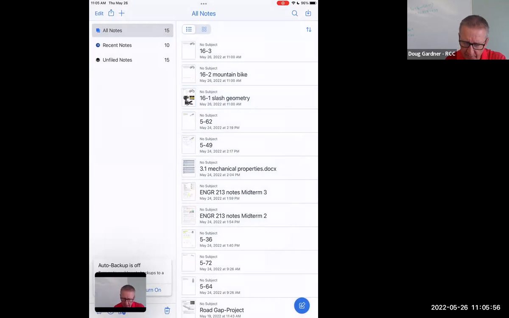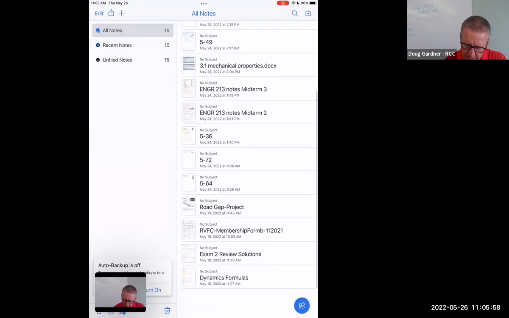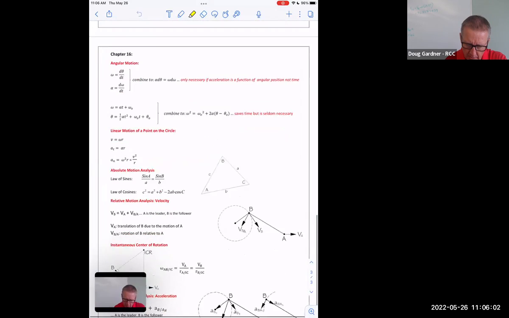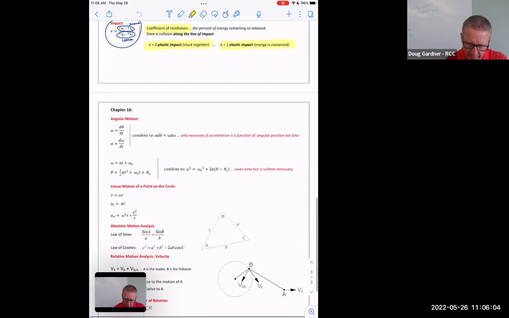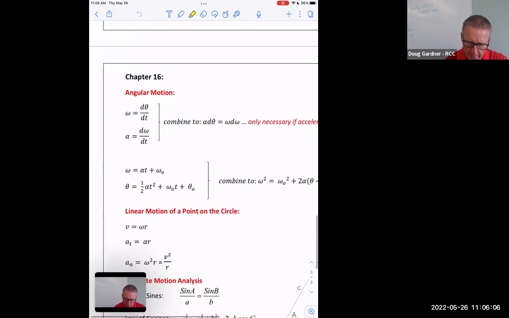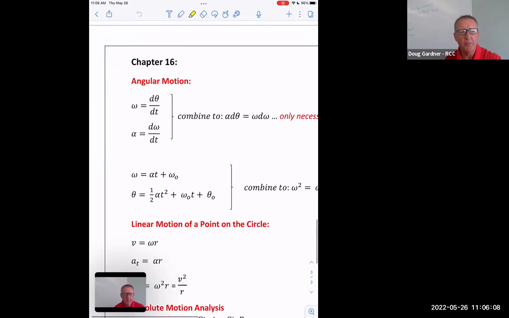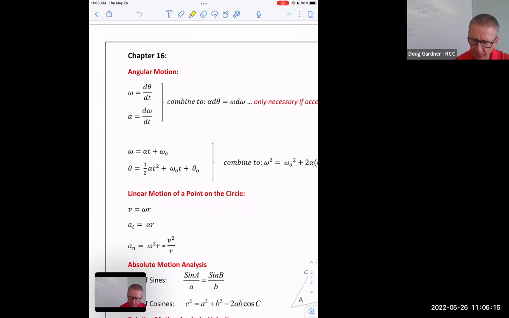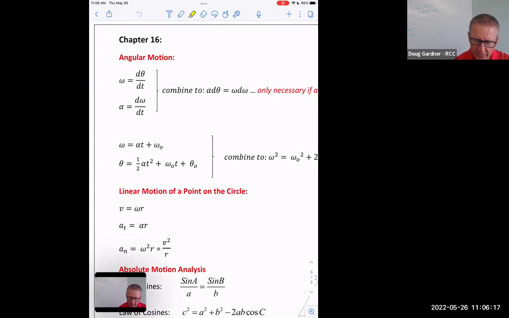But what I want to stare at for a second here is your dynamics formulas. We are on chapter 16, the final chapter. I want you to stare at these formulas right here because I want to build these with you, for you. I want you to have a sense of what they come from, where they are. So let's just stare at them for a second.